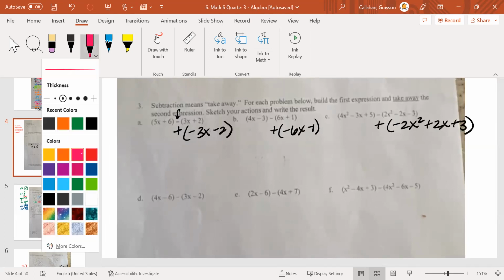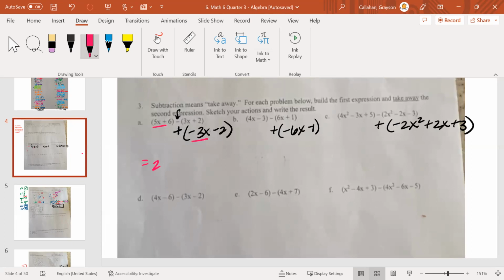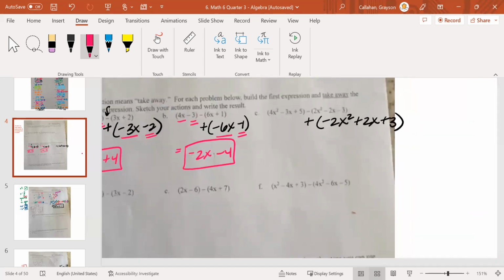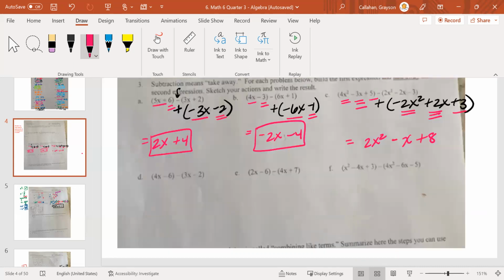So then from there, you just simply combine like terms. That gives you a 2x, and that gives you a positive 4. For B, 4 minus 6 is a negative 2x. Negative 3 minus 1 is a negative 4. For C, this one's a trinomial. 4 and negative 2x squared is a 2x squared. Negative 3 plus 2 is a positive, or excuse me, negative x. 5 plus 3 is going to give you an 8.